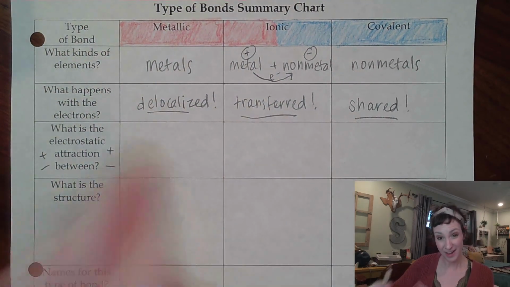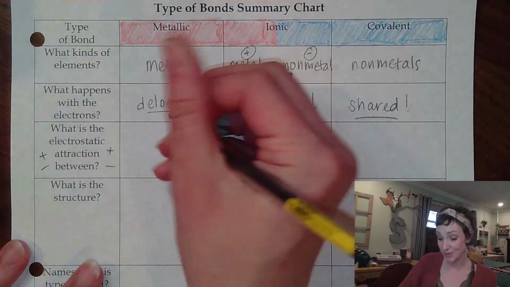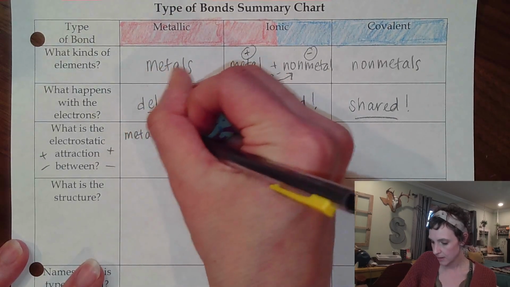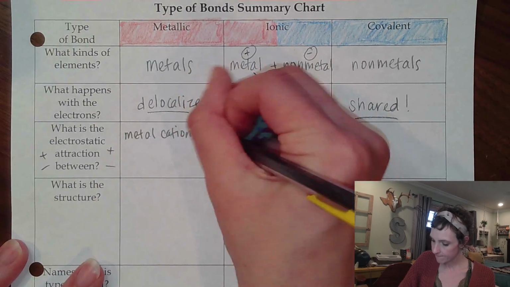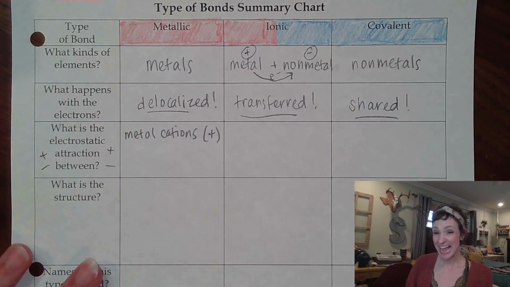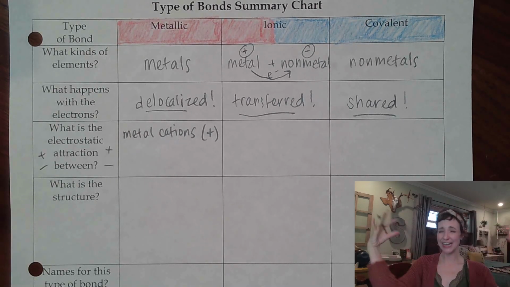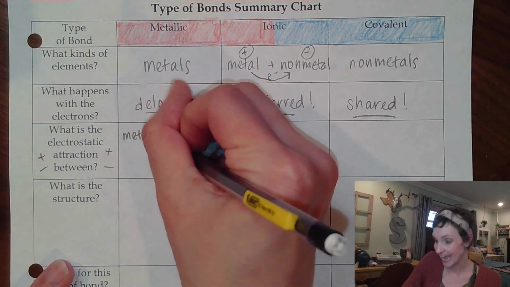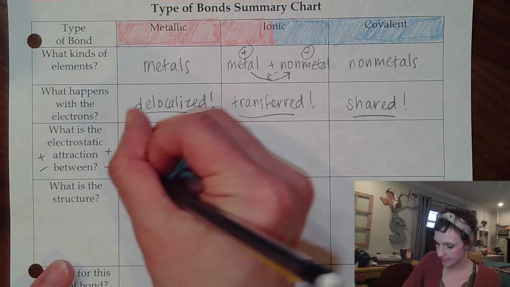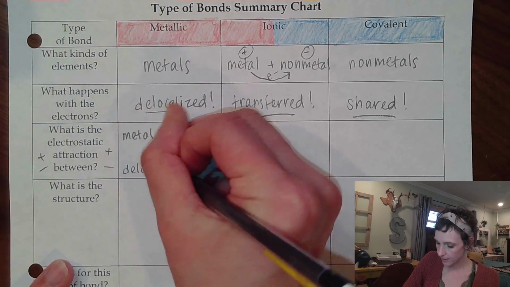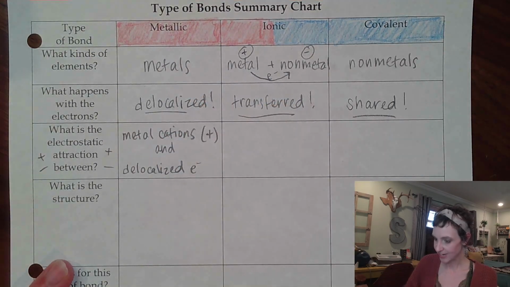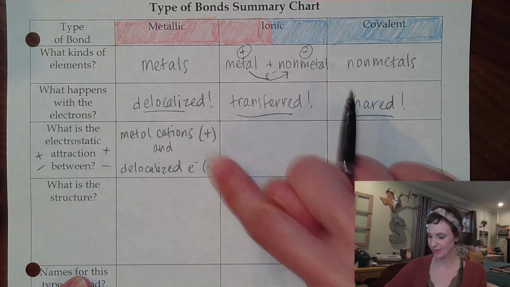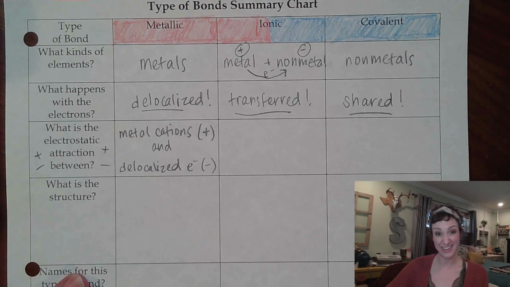So in my metallic bond, all of the metals delocalize their electrons. So the positive thing are your metal cations. And the delocalized electrons are the negative part of the electrostatic attraction. So we will say metal cations and delocalized electrons, which are my negative. Okay, so there's your electrostatic attraction between those two positive and negative things.